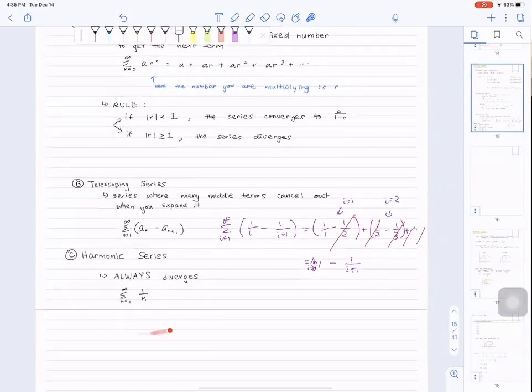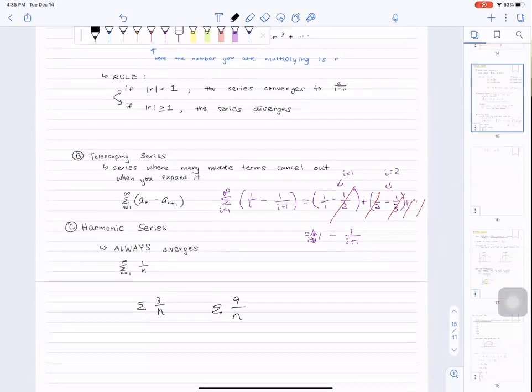And then for harmonic series, you should know that it always diverges no matter what. Like if you have the sum of 3 over n, that diverges. Sum of 9 over n, that also diverges.